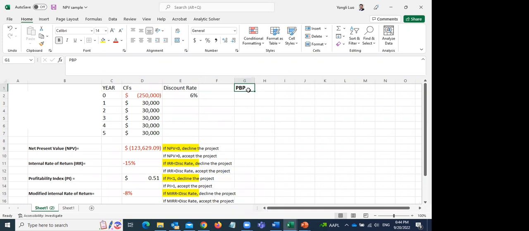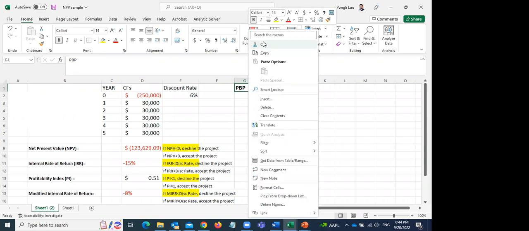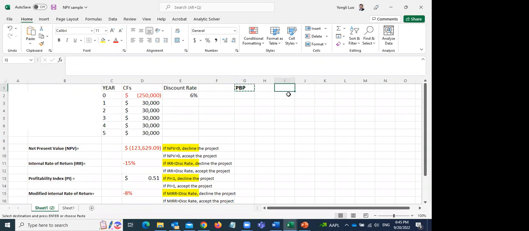Okay, so you invest in a project, you invest 250,000. Every year you get 30,000, and how long you can get all your money back, right? This is the payback period. I'm going to move this one a little bit this way, so we know how we're going to do that. This is the value we have.